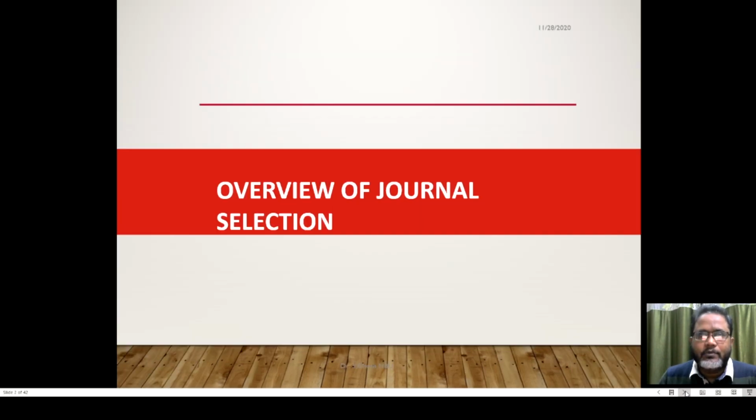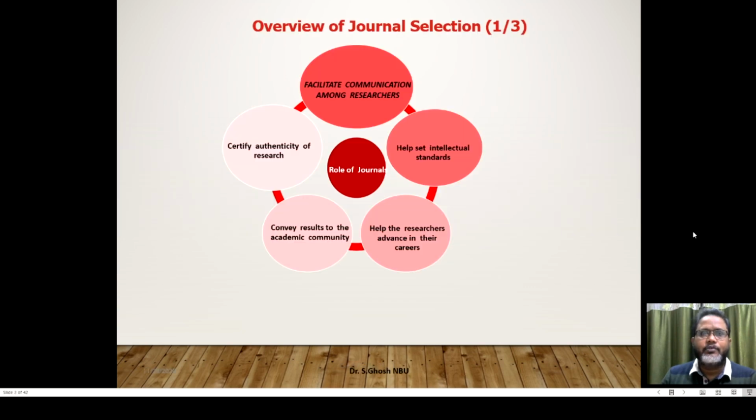Now, first we are coming to the overview of journal selection, the very concept of journal selection. See, there are three sections, or rather three slides. In the overview of journal selection, first of all we are going to describe the role of journals, what the journals are actually doing.